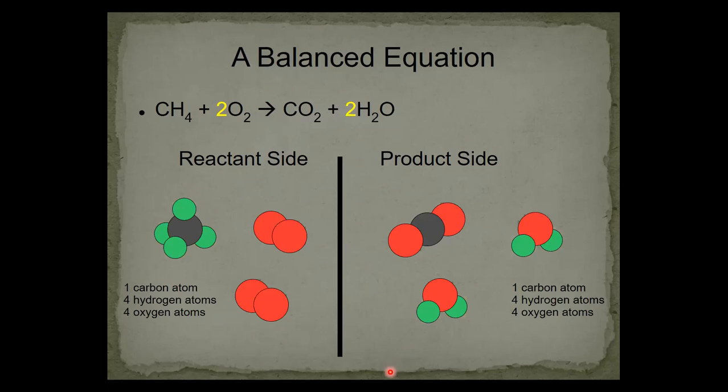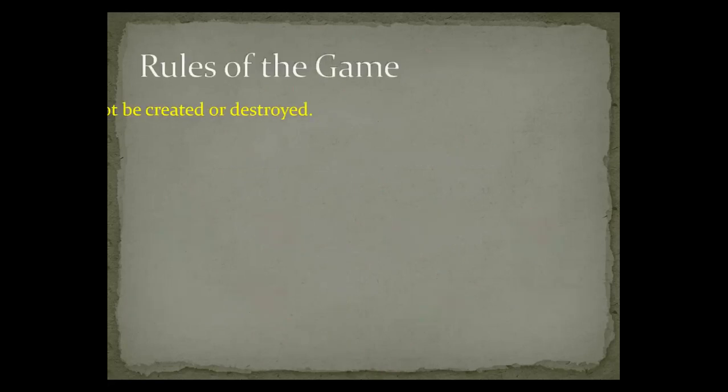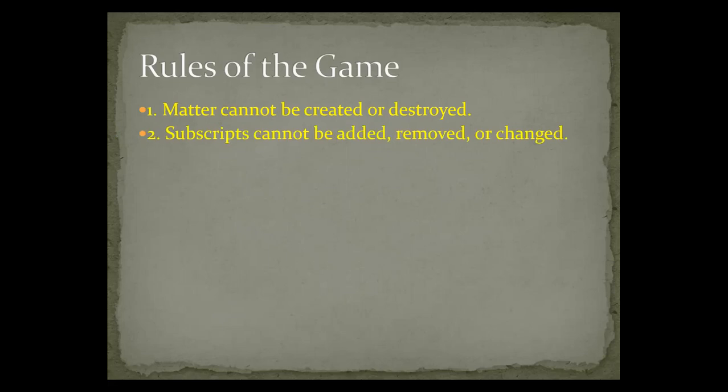Now, when we balance chemical equations, there are some rules that we have to follow, okay? And let's get into those now. Number 1, we have to obey the law of conservation of matter. Matter cannot be created or destroyed. That's rule number 1. That's why we're balancing equations. Rule number 2, subscripts cannot be added, removed, or changed. Let me show you an example of that.